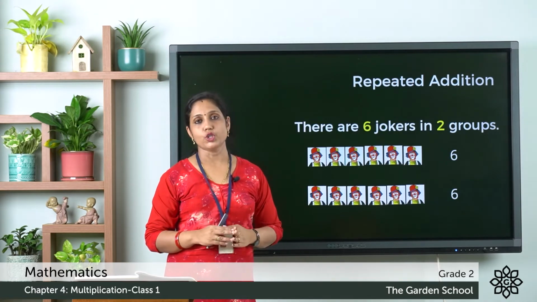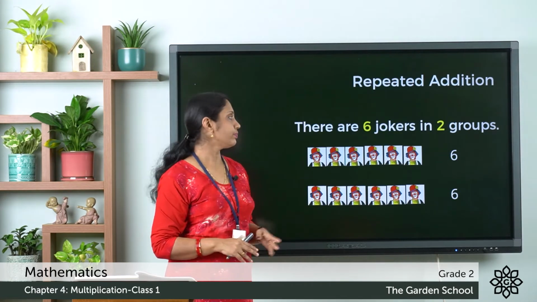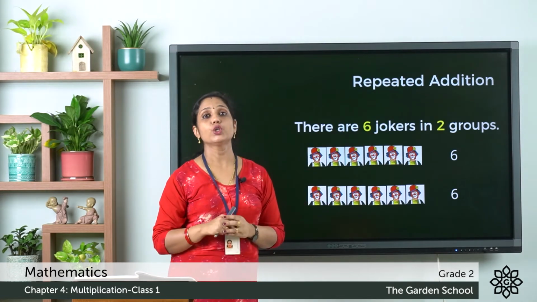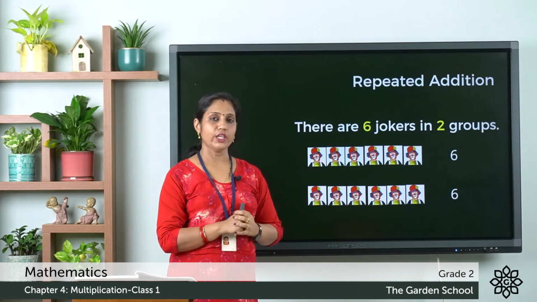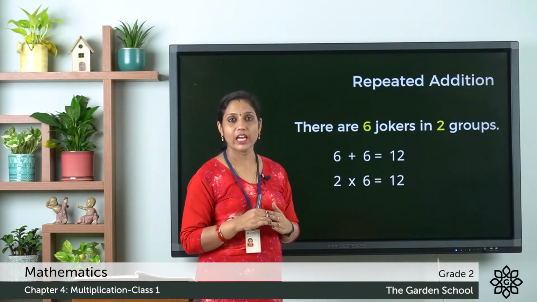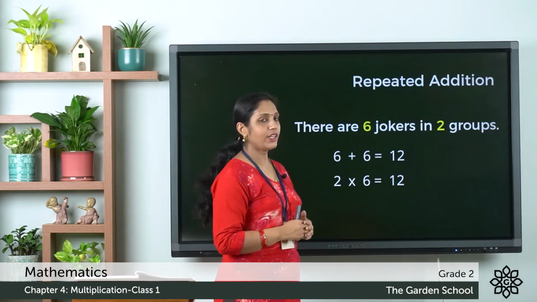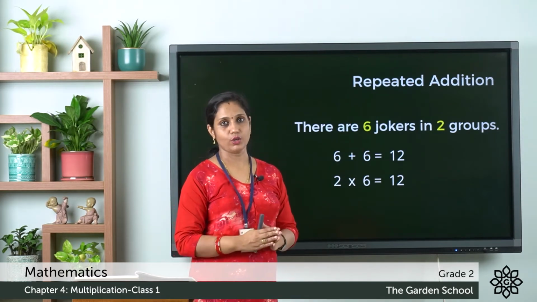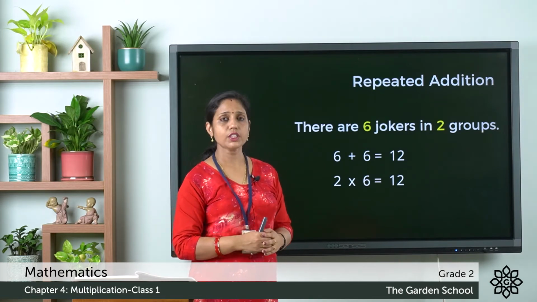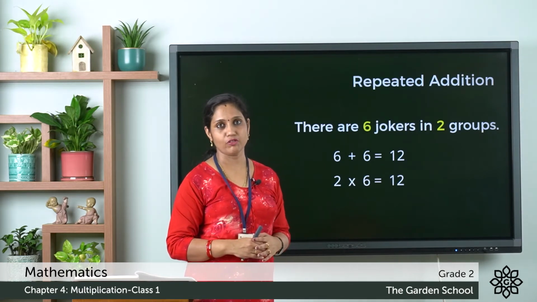Here you can see some jokers. So let's read the question. There are 6 jokers in 2 groups. So how many groups are there? There are 2 groups. So in the first group we have 6 jokers. In the second group we have again 6 jokers. And how much is 6 plus 6? It is 12.